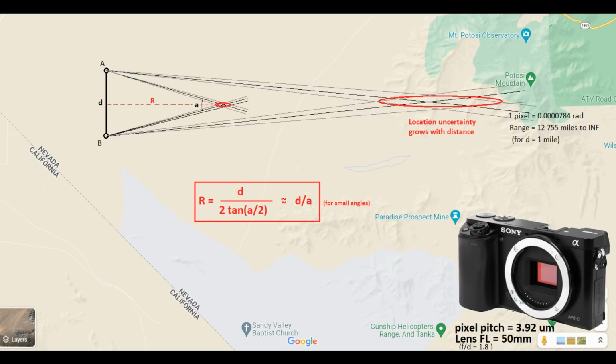better resolution, sub-pixel resolution. Now, once we determine the angle A, then we can use the equation we see there. And when we're going for things in the distance, for small angles, it is just d over a. D is the baseline. So I'm pretty excited.